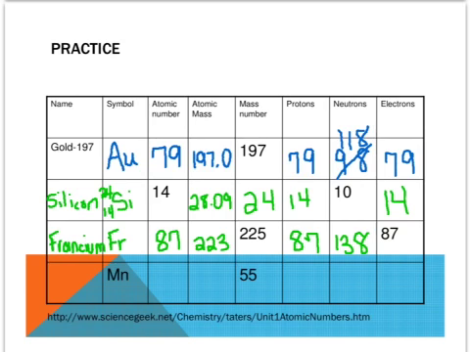All right, one more to go. Mn. Everybody find it on the periodic table. Mn. All right, great. Hopefully you found this is manganese. M-A-N-G-A-N-E-S-E.